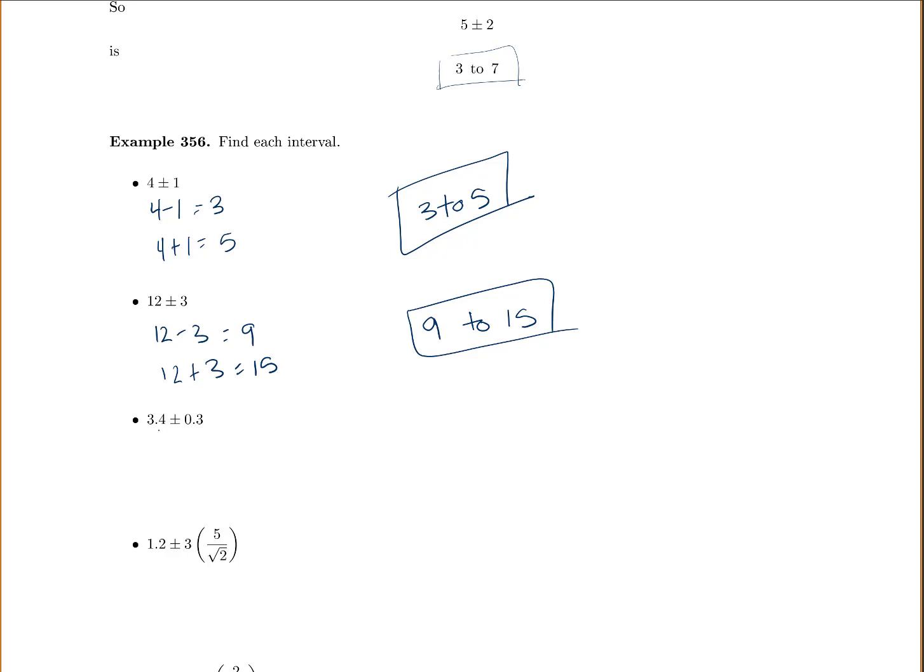Then we have 3.4 plus or minus 0.3. So 3.4 minus 0.3, that should give me 3.1. And 3.4 plus 0.3 should give me 3.7. So now my interval is 3.1 to 3.7.